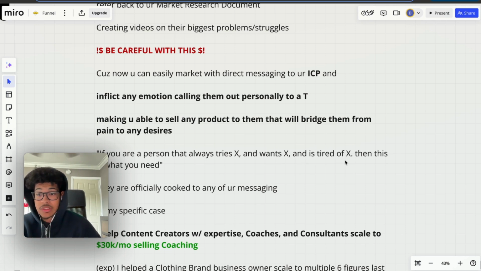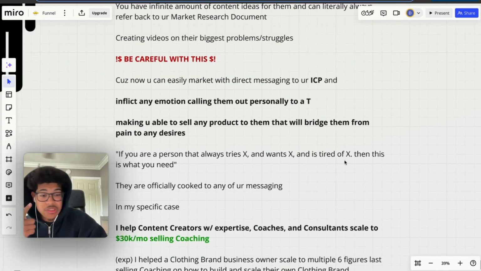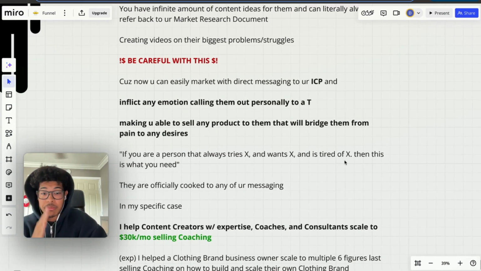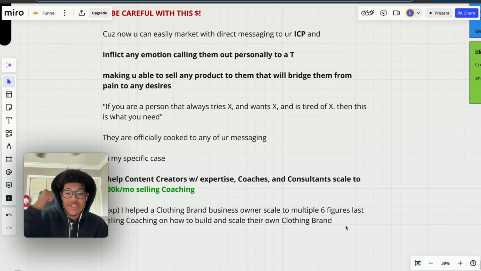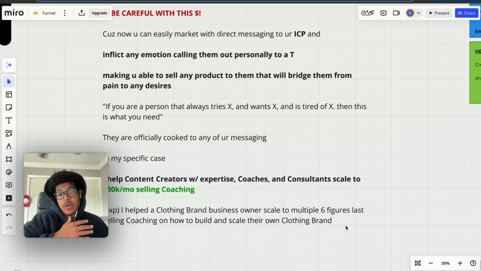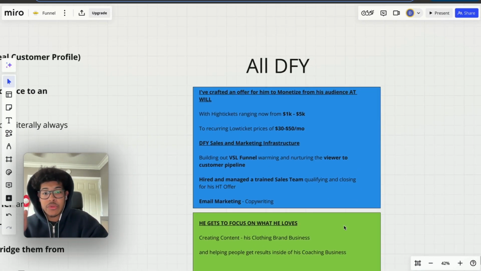They're absolutely cooked. In my specific case, I help content creators with expertise in something, coaches, consultants, scale to 30K plus per month selling coaching. For example, I helped a clothing brand business owner scale to multiple six figures last year, selling coaching on how to build and scale their own clothing brand. So we taught the audience how to build and scale their own clothing brand. And with this, I did it all done for you, the whole process for him.